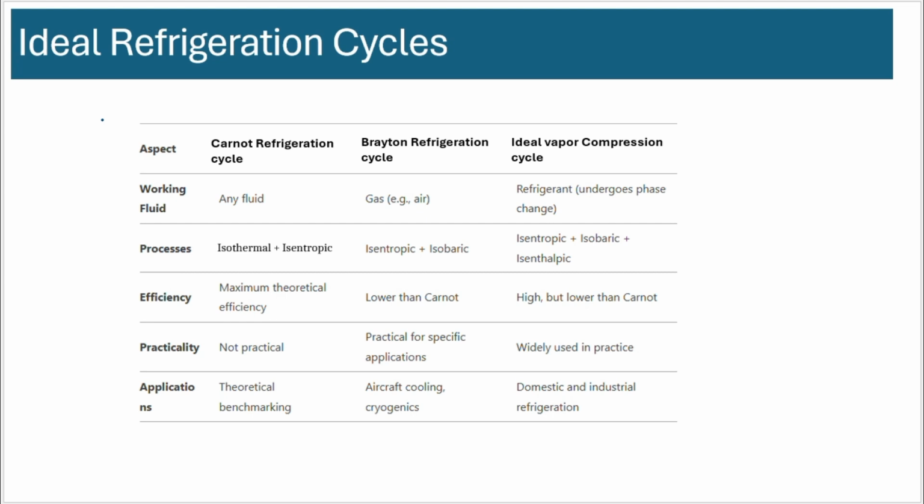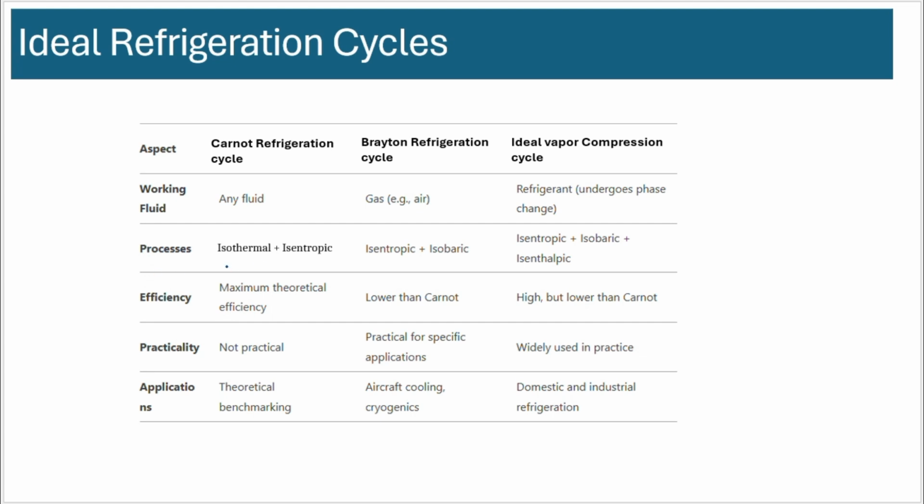Now let's look at ideal refrigeration cycles. There are typically three of them that are considered ideal. The most ideal one is, of course, the Carnot refrigeration cycle. It's applicable to any fluid. Of course, all these ideal cycles are theoretical. It's impossible to reach these ideal cases, and Carnot is the most impossible one. So when we're talking about impossible ones, any fluids could be considered here because it's not practical anyway. So it's applicable to any fluid.